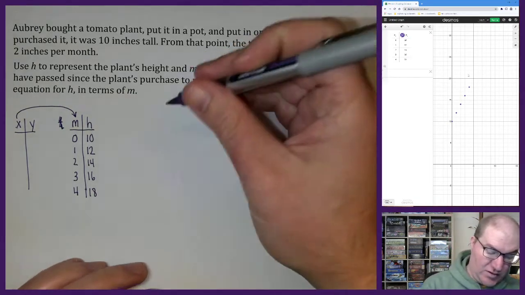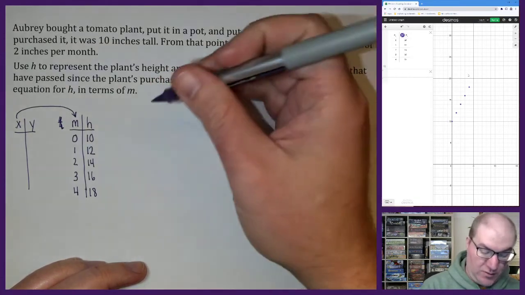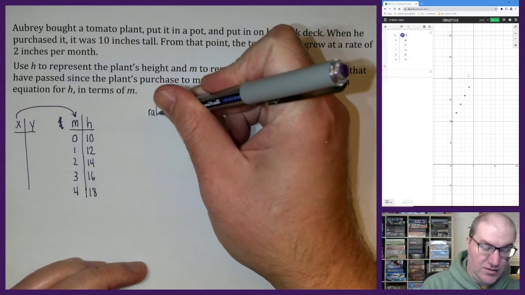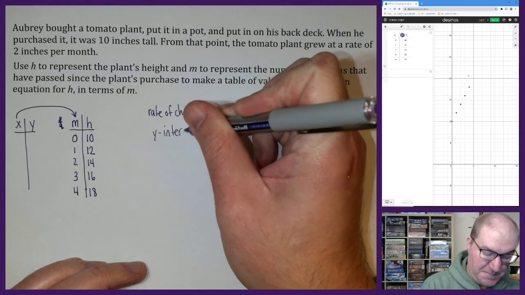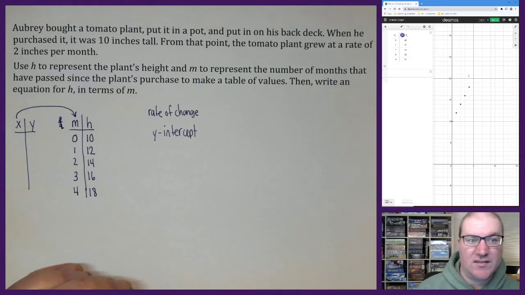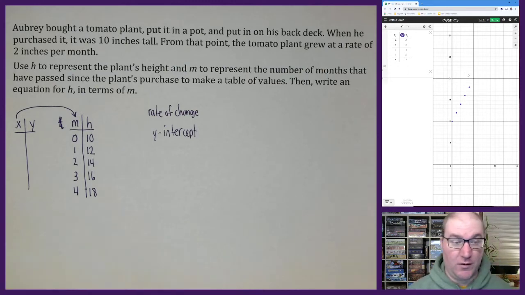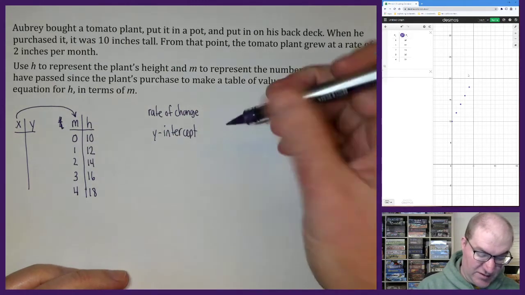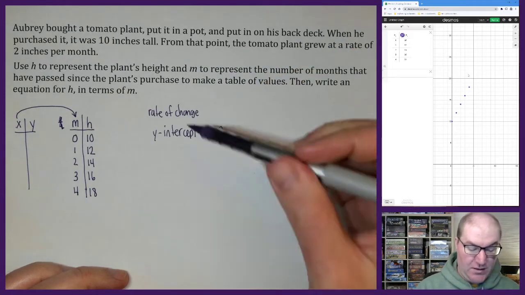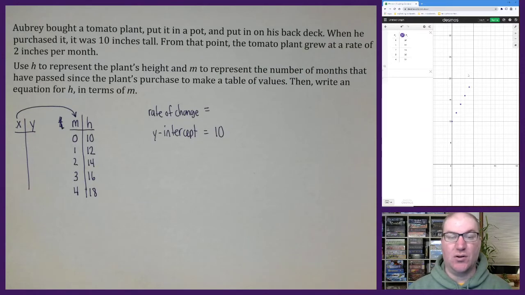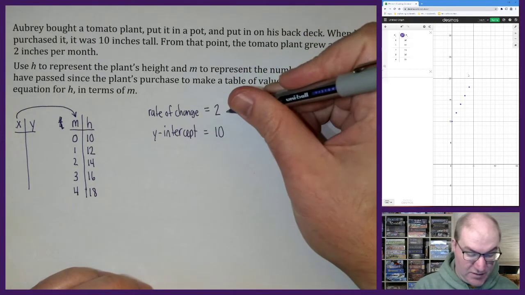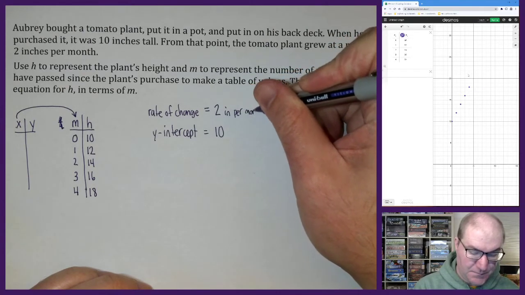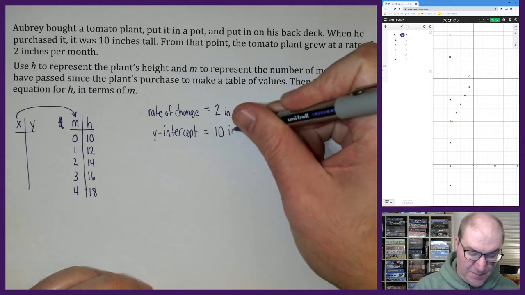So remember, to write a linear equation, we need to find two things. We need to find the rate of change, and we need to find the y-intercept. The y-intercept is where everything started. It's where no time has passed, right? So the y-intercept here is 10. And the rate of change is how much it's changing per month or per day or per whatever the time measurement is. In this case, it was month, and they already told us the rate of change is 2 inches per month. And the y-intercept is 10 inches, right?